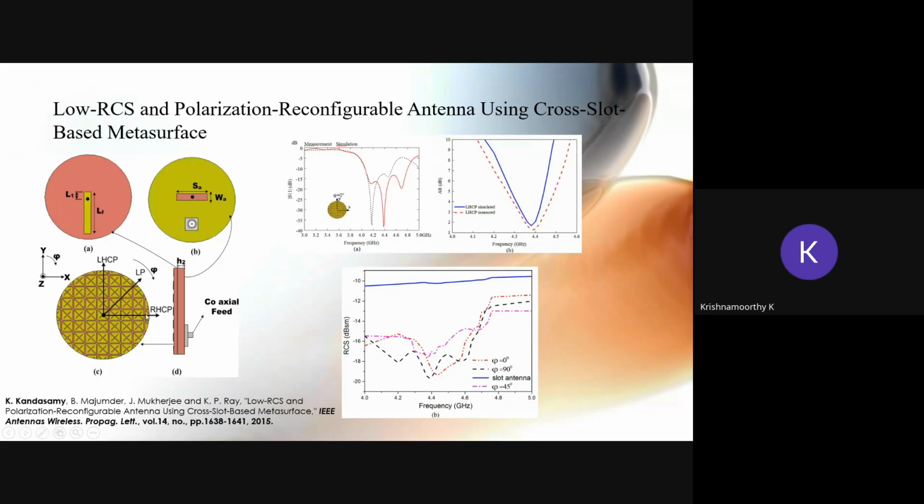By loading this metamaterial structure, we are able to convert the polarization from one linear polarization to circular polarization. The circular polarization is also a different polarization that we are able to reconfigure.